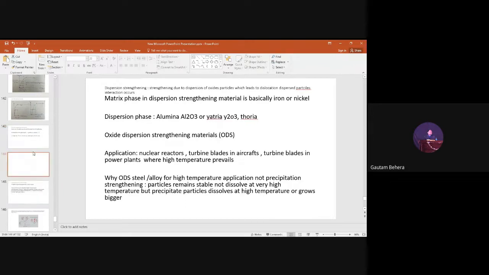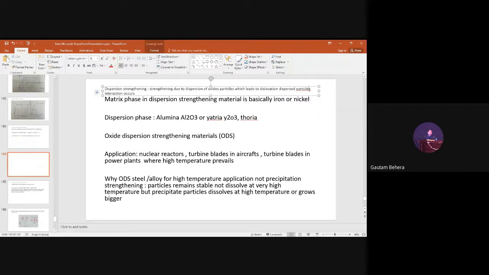Now, just look at this figure. Dispersion strengthening is due to dispersion of oxide particles, which leads to dislocation and dispersed particle interaction. The matrix phase in a dispersion strengthened material is basically iron and nickel. The dispersion phase may be alumina, yttria, or thoria. These are called oxide dispersion strengthened materials, ODS. So we can have ODS steel also. ODS steel has very important applications in the nuclear industry.